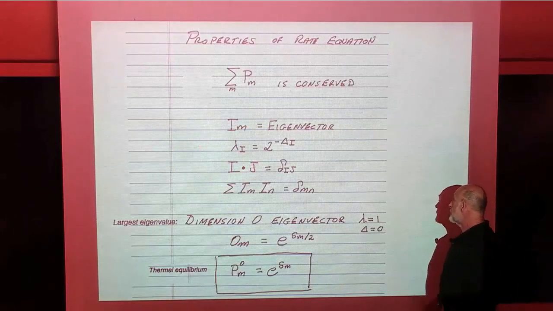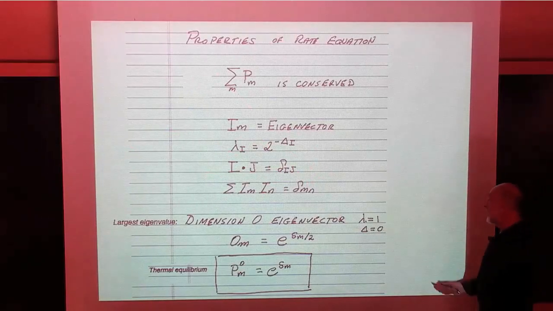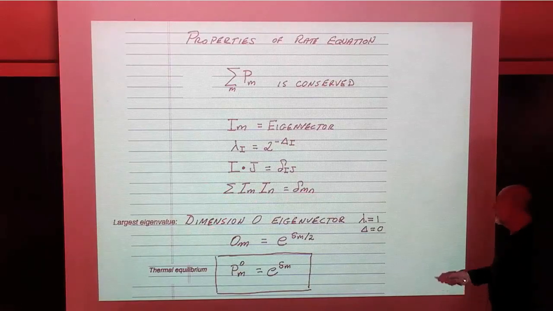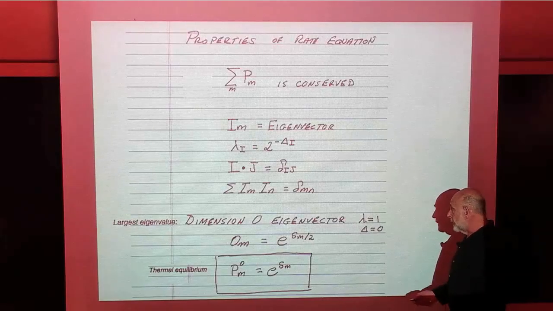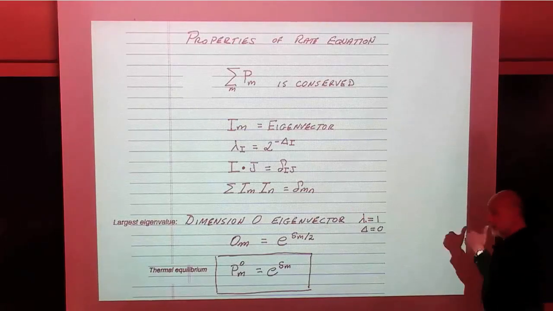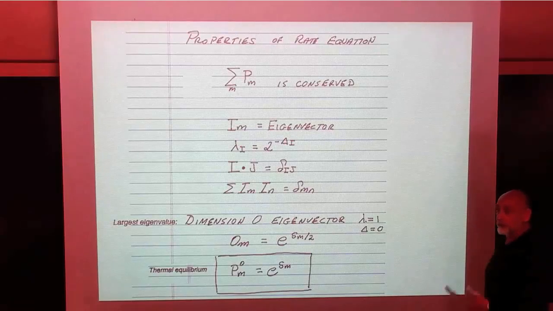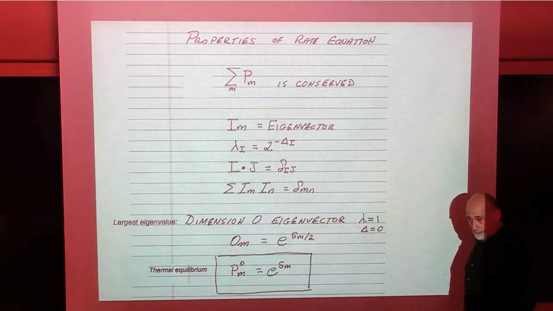The I's and J's are orthogonal to each other. We can normalize them, so I and J form an orthonormal basis, and if summed over I, you get delta_nm. This is trivial. The largest eigenvalue corresponds to lambda equals 1. That's the thing which doesn't evolve with time. No time dependence at all. It's an equilibrium attractor.